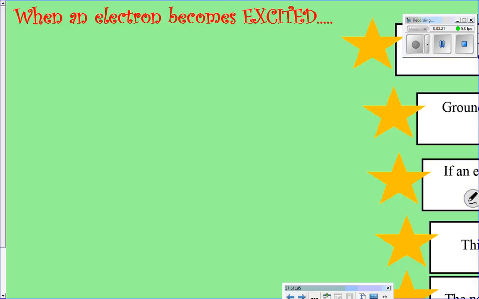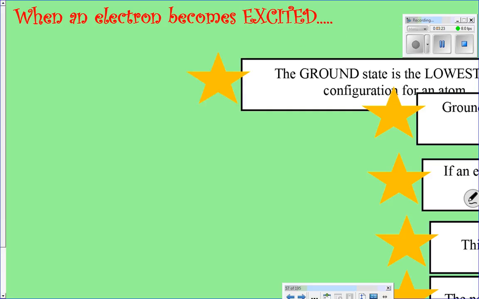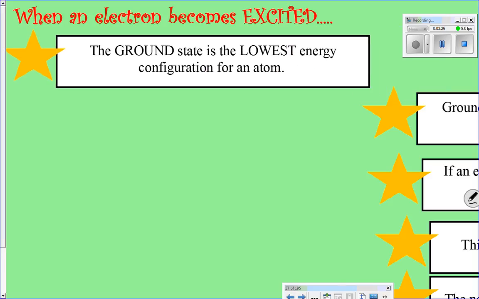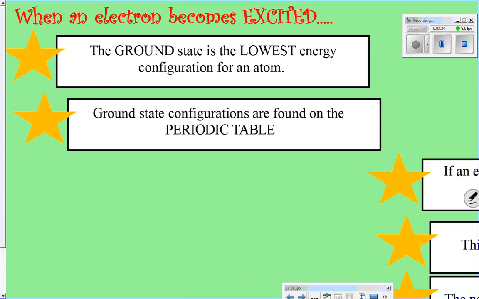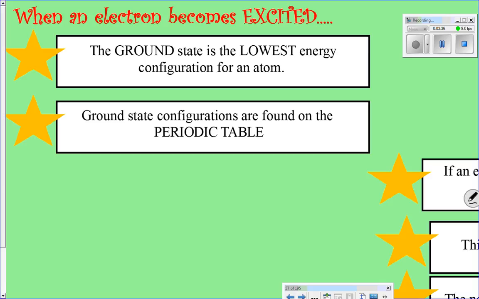When an electron becomes excited, this has to do with it moving on those rungs of the ladder. We start with what's called the ground state. This is the lowest energy configuration for an atom. Ground state electron configurations are what we find in the periodic table. So the configurations that we've looked at so far have all been ground state electron configurations.